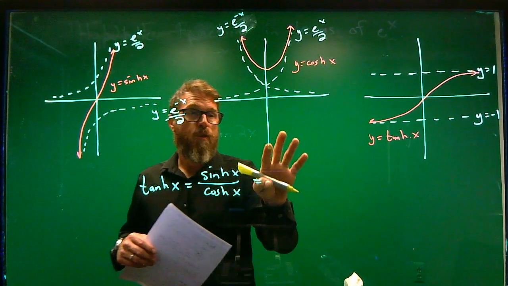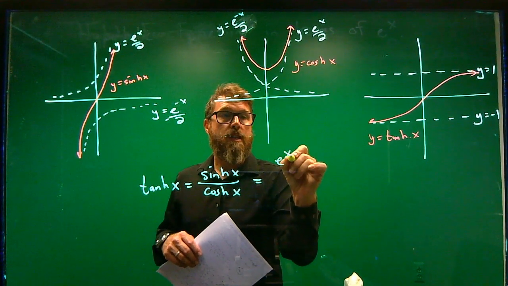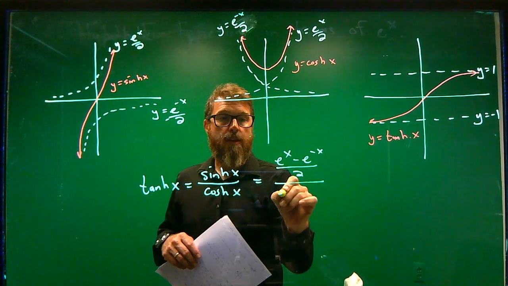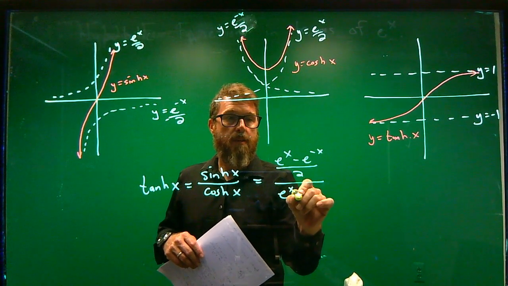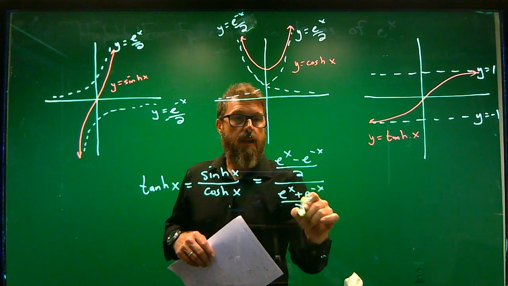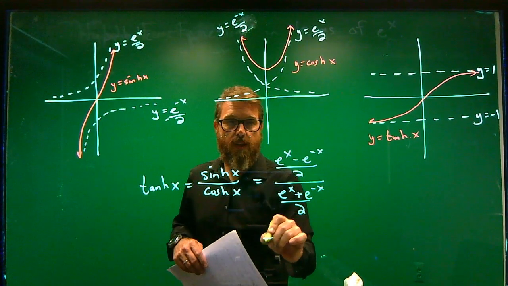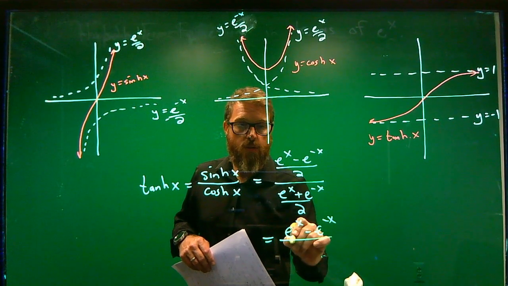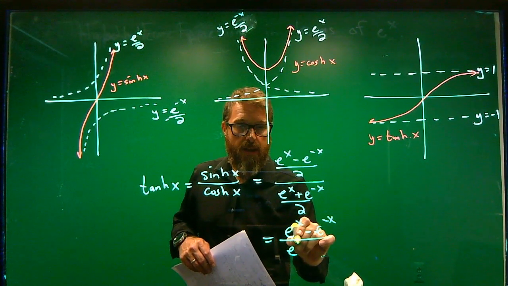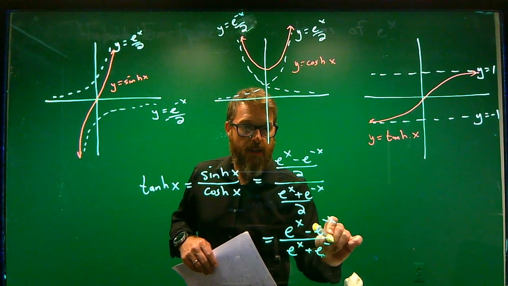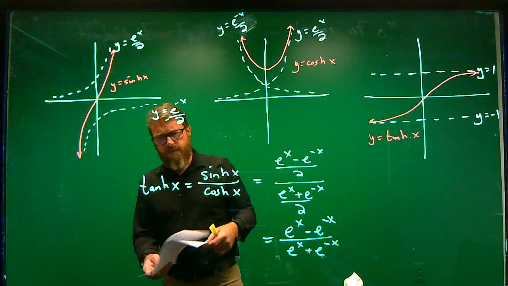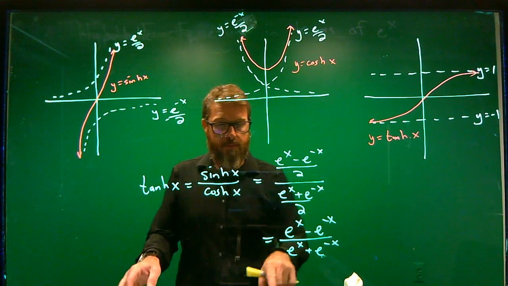And we can find the formula in terms of e to the x as well. So this is e to the x minus e to the negative x over 2, and the hyperbolic cosine is going to be e to the x plus e to the negative x over 2. And then those 2's will cancel. So this will finally be equal to e to the x minus e to the negative x over e to the x plus e to the negative x. So it'll simplify to that. So finally, their derivatives and then their integrals.